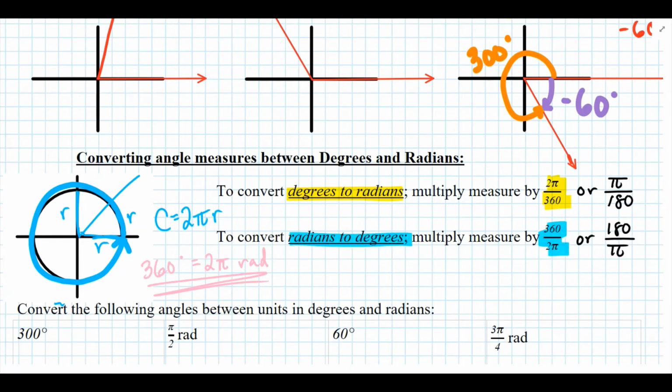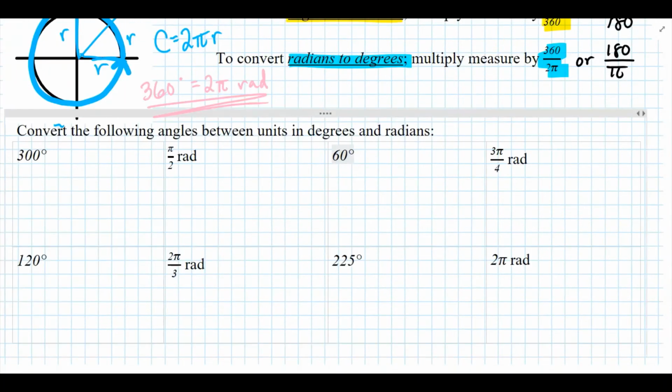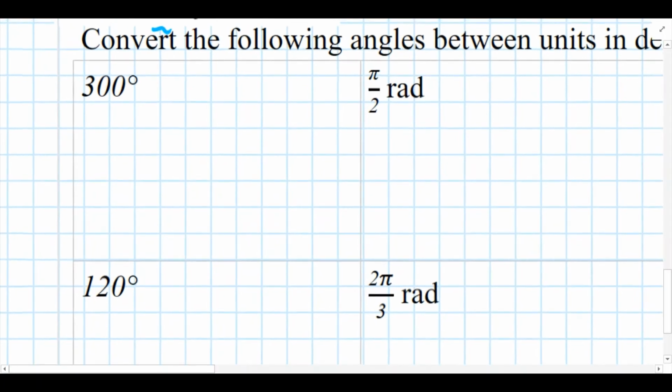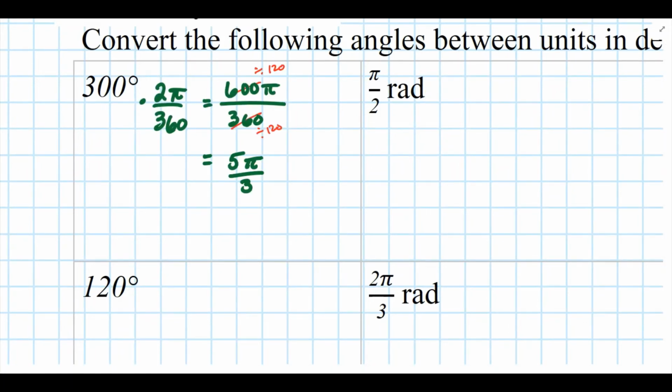To finish this video, let's practice converting between different angle measures. First, we have a measurement in degrees that must be converted to radians. We would multiply by 2 pi over 360 and simplify. It is customary to leave the measurement in radians in terms of pi.